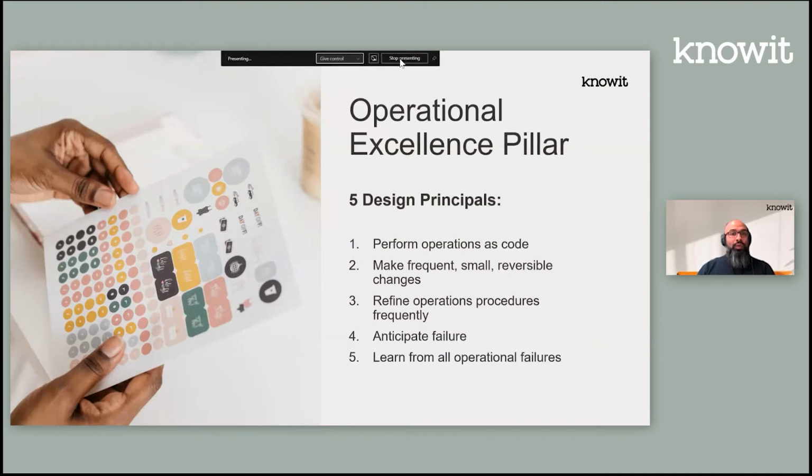I'm going through the pillars quickly. Apart from the general design principles, Amazon's Well-Architected Framework and review has design principles for each pillar. So operational excellence looks at performing operations as code, how your procedures, runbooks or playbooks are defined, and how you can make changes frequently, with small and reversible changes.